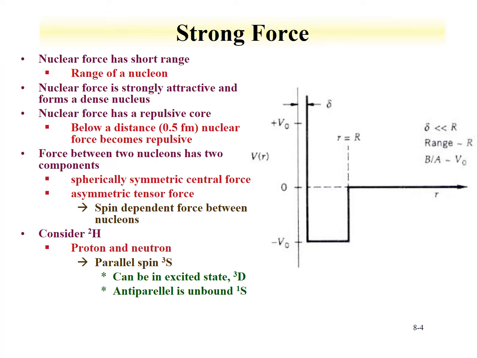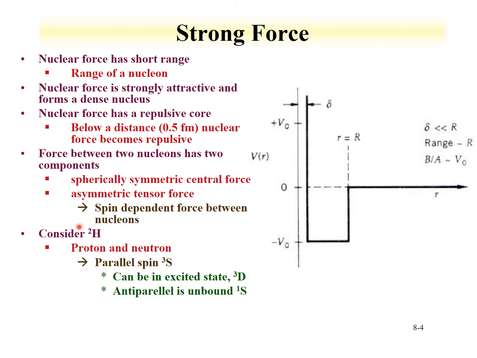As we've already seen, the strong force has a relatively short range. It's on the range of a nucleon. This is one of the reasons why the nucleus is dense. This strong force makes this attractive force in the nucleus so that the nuclear material winds up being extremely dense. There's a force between two nucleons that has two components. There's a spherically symmetric force and then an asymmetric force.